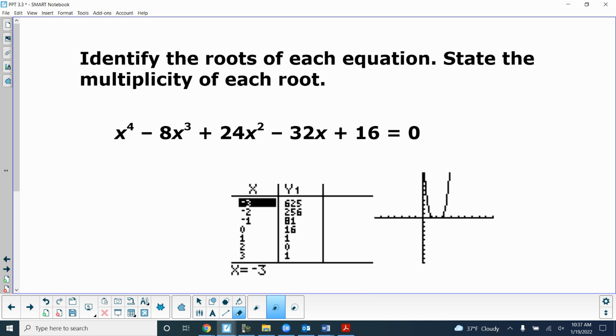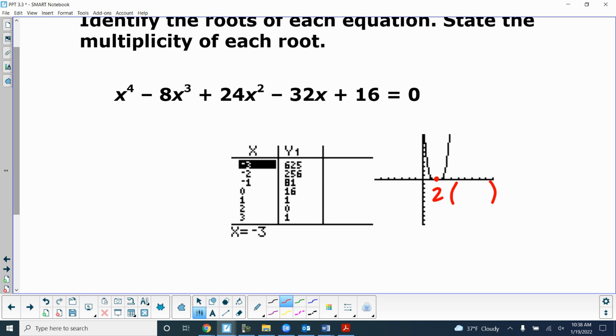Now, when I see it bounce, I know it works at least how many times? Twice. But I'm looking for how many zeros? 4. So maybe it's for an even number. Yeah. So maybe it works 4 times. Okay. So I'm going to put a 2 here. I got a 4, 3, 2, 1 constant. So I don't have to add any zeros.